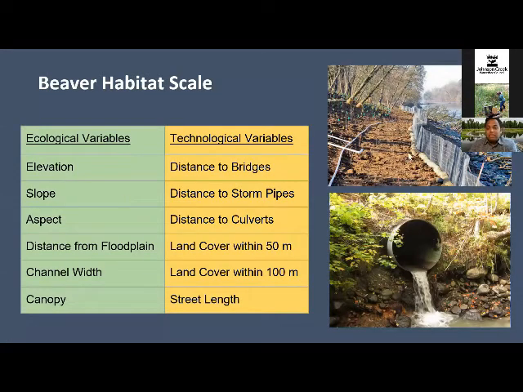So what are the variables that might influence beaver habitat? We listed a few ecological and technological variables. The ecological variables are elevation, slope, aspect, distance from floodplain, channel width, and canopy, whereas the technological variables are distance to bridges, storm pipes, culverts, also the land cover within a 50-meter buffer and 100-meter buffer, and then finally street length.